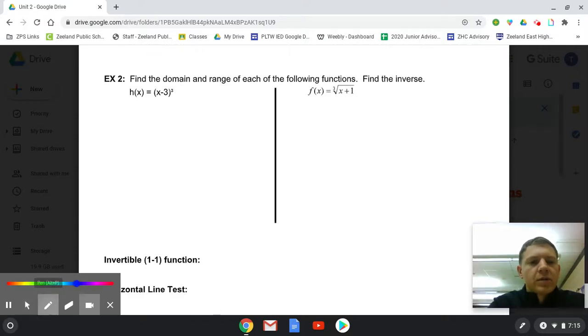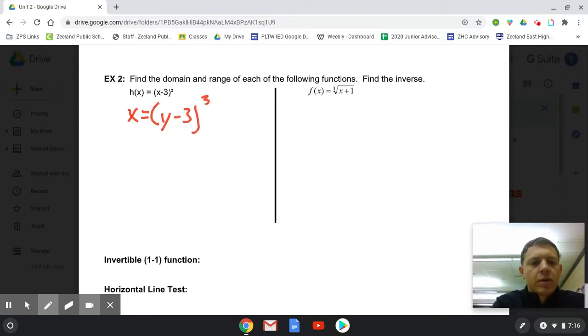All right, last problem. Let's do just the h of x there. Again, first step to find the inverse is switch the x and the y. So we call this x equals y minus 3 cubed. Clean that up. All right. Now I got to think, what is keeping the y from being alone? Well, the negative 3 and the cubed.